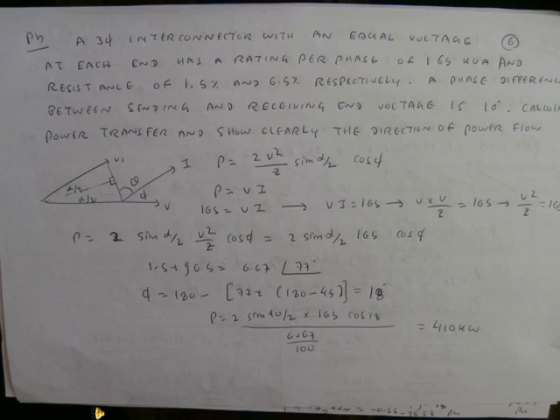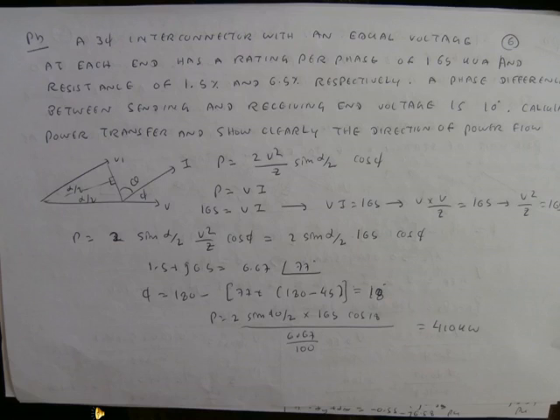So we write down the power transfer P equals 2V squared divided by Z, sin alpha by 2, cos phi. In this case, P is equal to VI, so 165 equals VI. From here you get VI equal to 165. So V multiplied by V divided by Z equals 165. Therefore V squared by Z equals 165. P equals 2 sin alpha by 2 times V squared by Z times cos phi. So then we have 2 sin alpha by 2 times 165 cos phi.